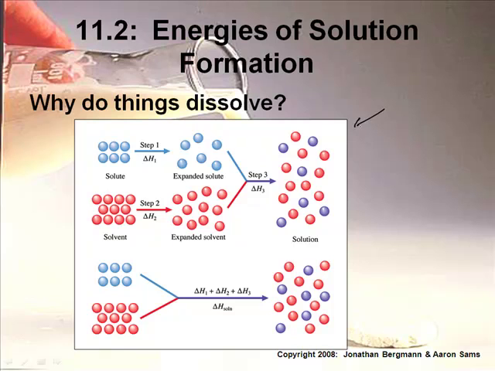This is true. Okay. Why do things dissolve? Because they get attracted to other particles other than themselves. There are actually sort of 3 things that happen when you have something dissolve in something. All right?